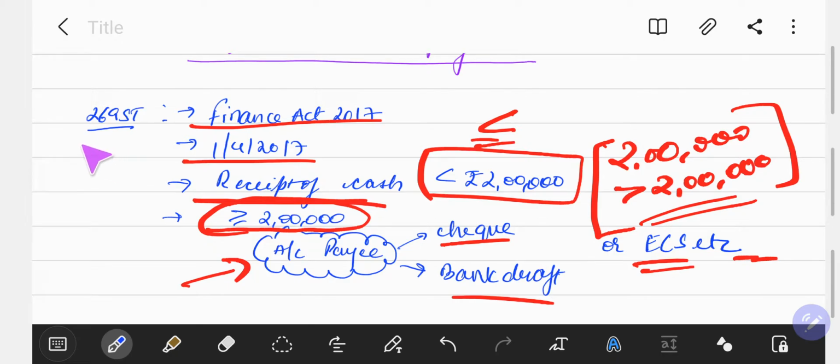So basically section 269ST talks about the restriction on cash transactions. This was introduced from 1st April 2017. So if you want to receive cash, you can receive below 2 lakhs. For 2 lakhs and above amount, it has to be routed through specified payments only.